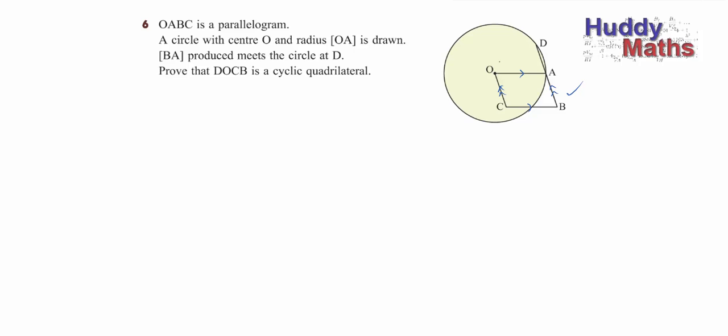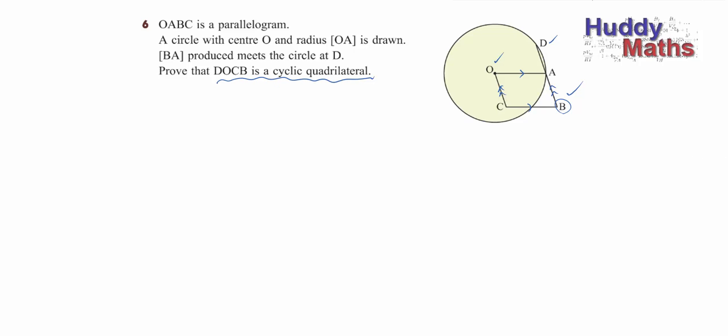And radius OA, so that's the centre, good. BA is produced, meets at D, yep. Prove that DOCB is cyclic. So you'll probably use opposite angles supplementary, so think about your to prove line and how you might go about it. No lines there are subtending equal angles. We won't construct anything for the moment. We'll try and do it using the opposite angles theorem. So, let's have a look.